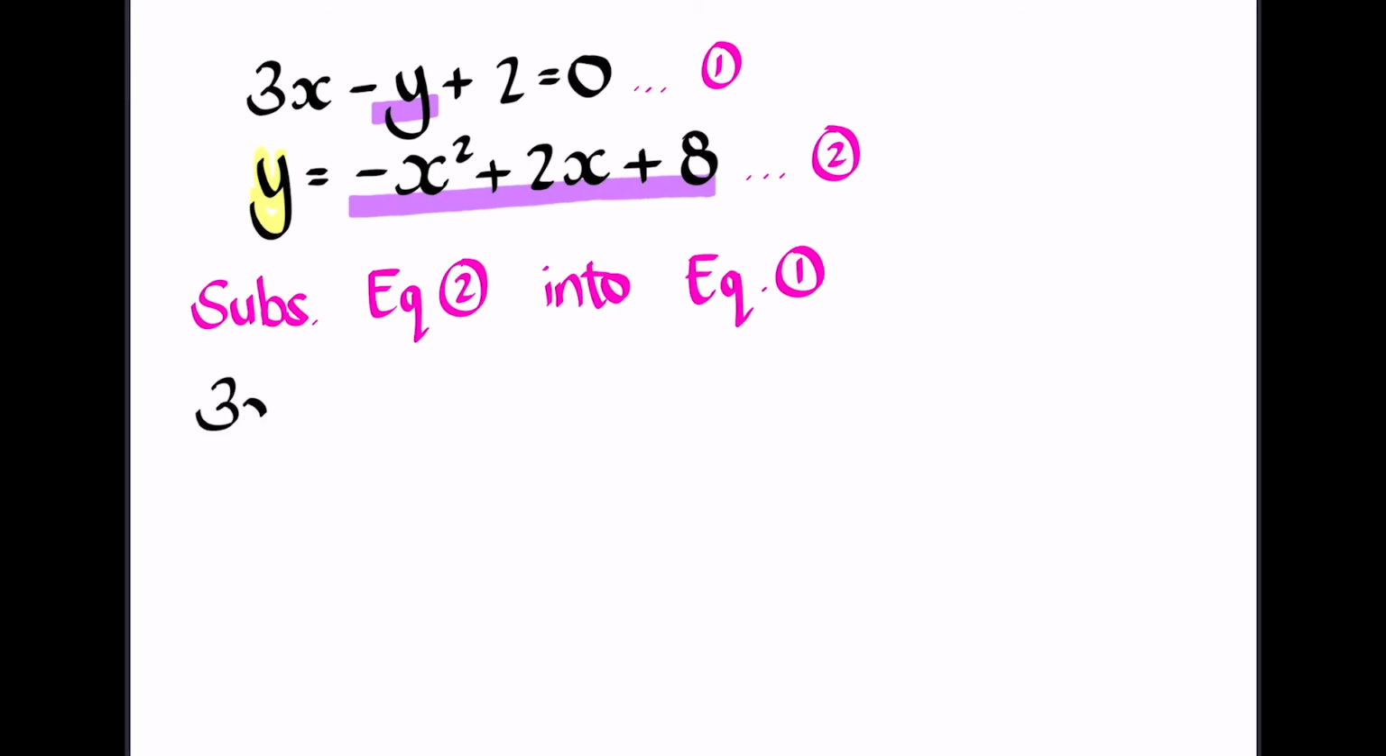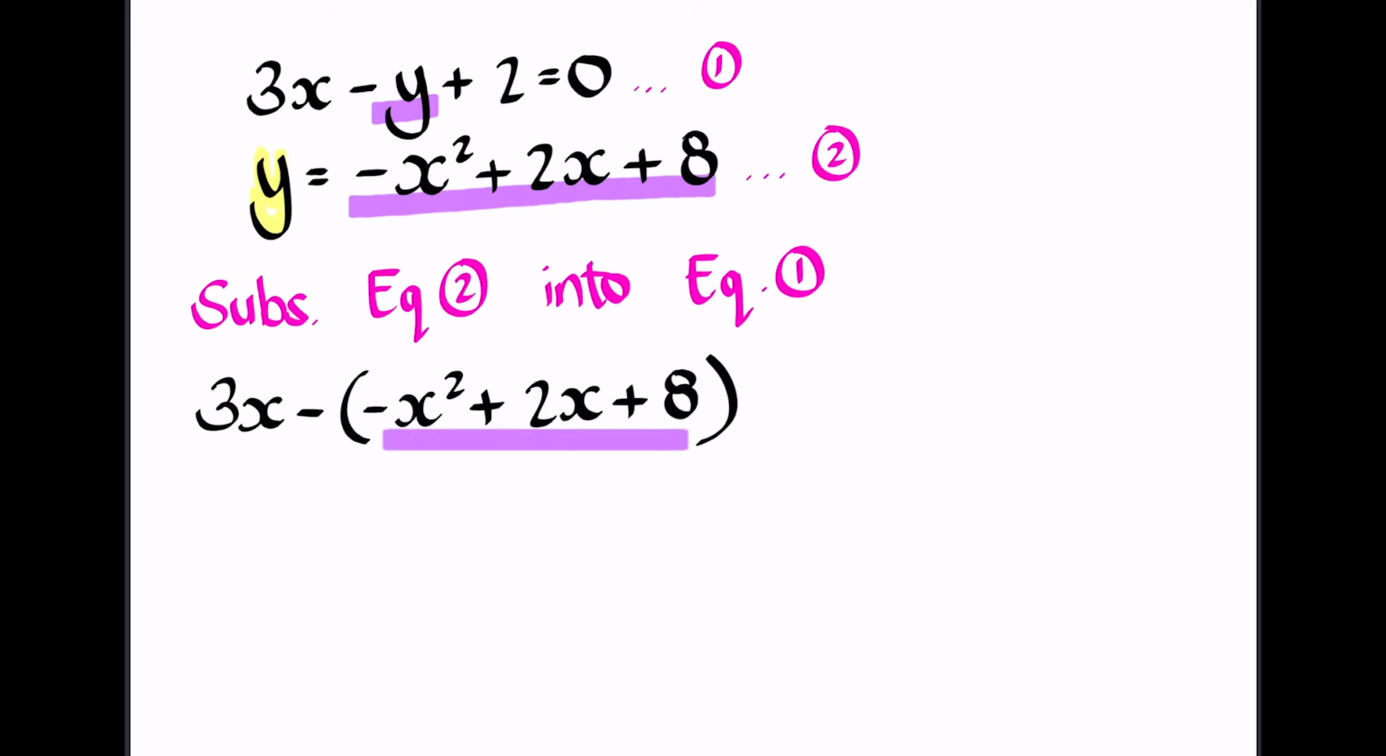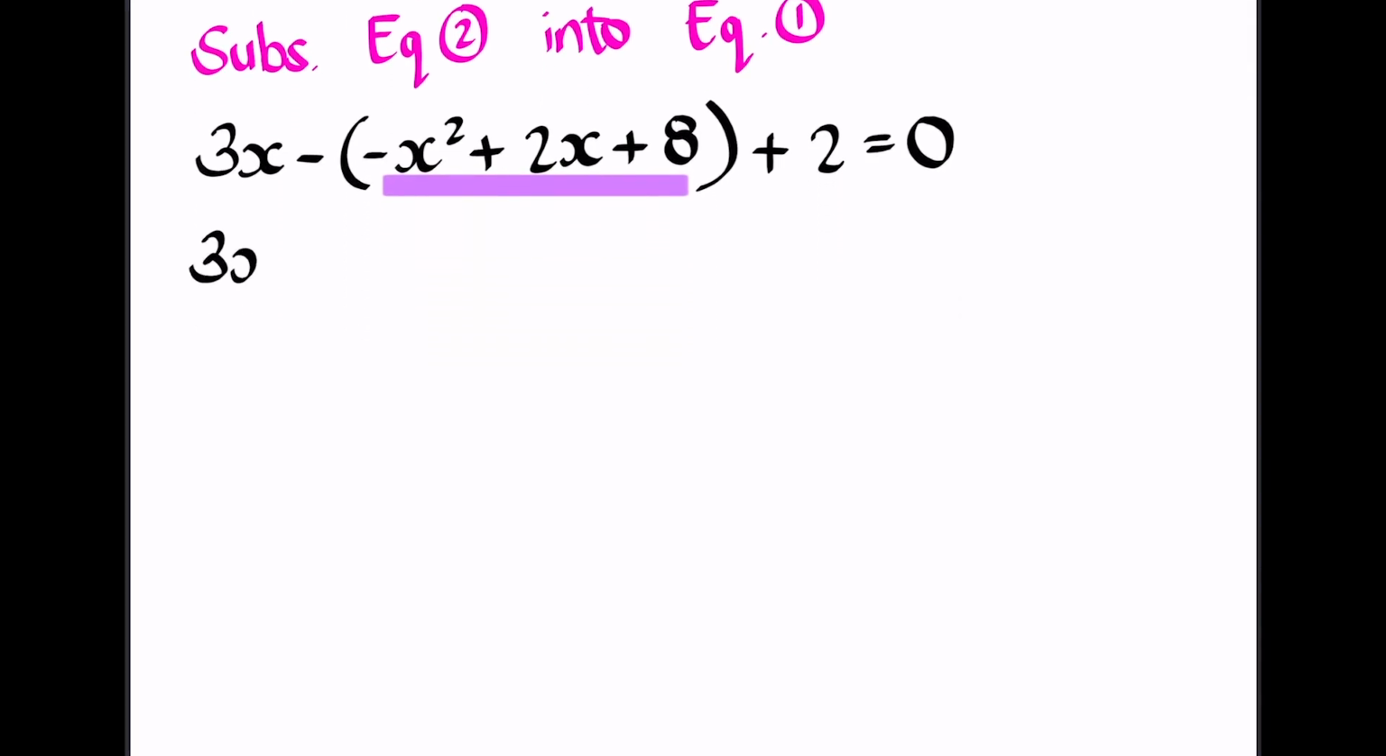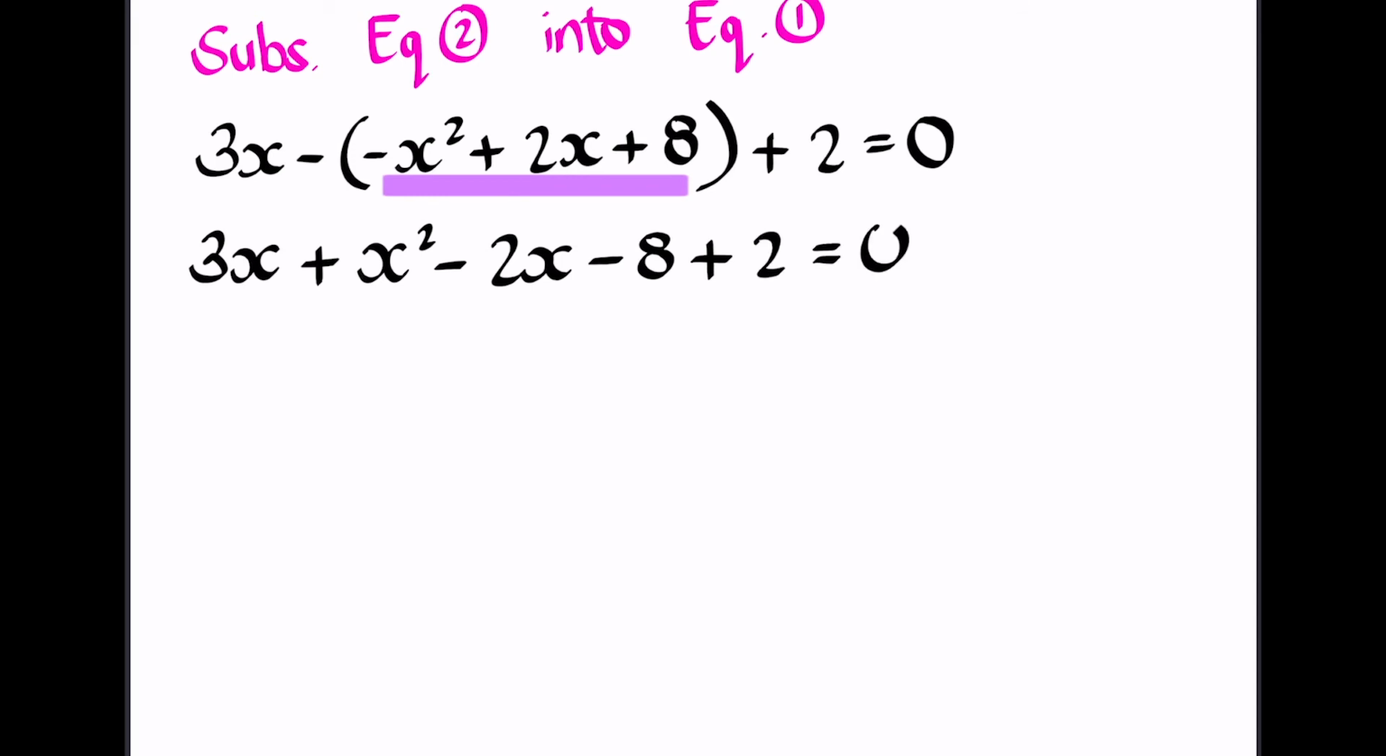So in equation number 2, where I see that y, I'm going to substitute this whole expression in. So 3x, keep the minus because it's outside. In brackets, I'm going to substitute in negative x squared plus 2x plus 8. All right, so now I've just substituted that in place of the y. And now I'm going to carry down what's left, which is plus 2 is equal to 0. Now I'm going to solve for that x. So I'll have 3x. That negative sign is going to jump into the bracket. So a negative and a negative gives me a positive x squared minus 2x minus 8. Carry down my plus 2, that's not affected by the negative, is equal to 0.